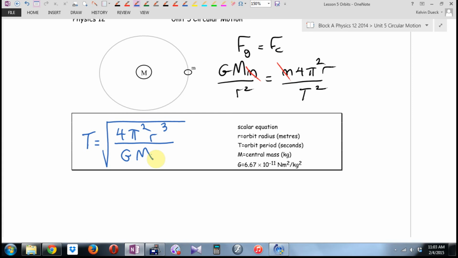The one that I don't think I'm going to put in a box is getting the r by itself, but hey, cube root! Kind of cool. Only cube root if they give you the period. If they give you the speed, it's a square root, I think.